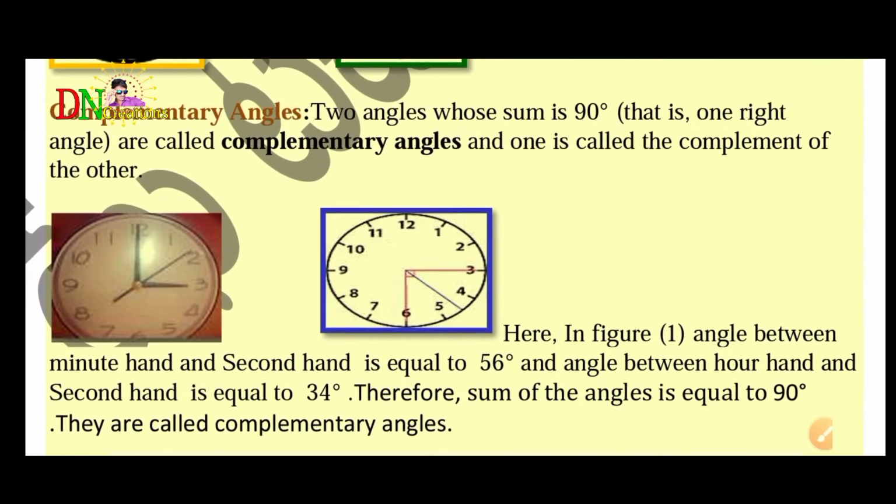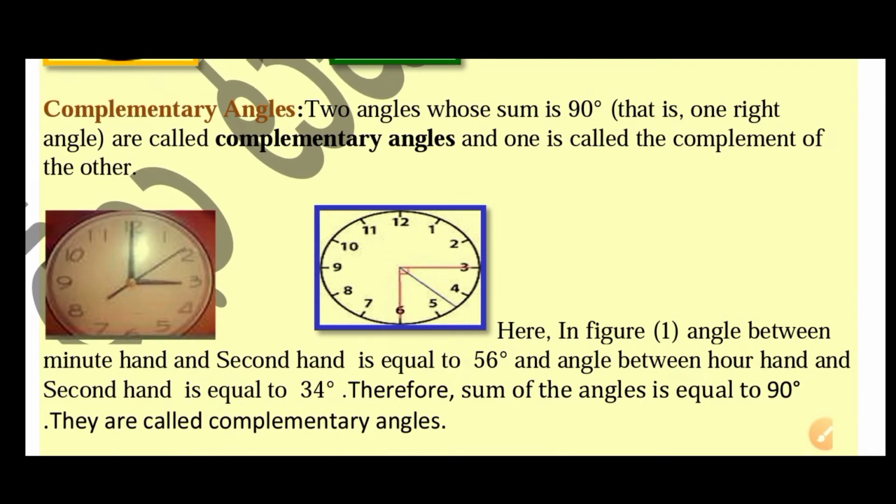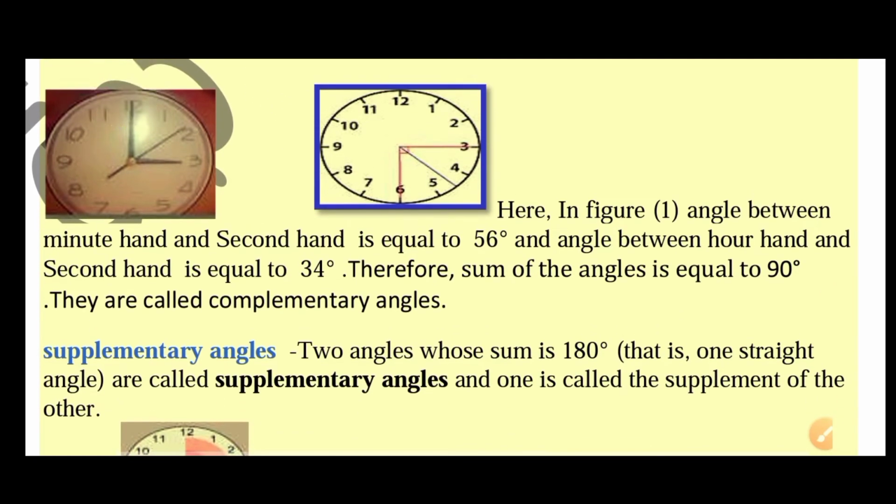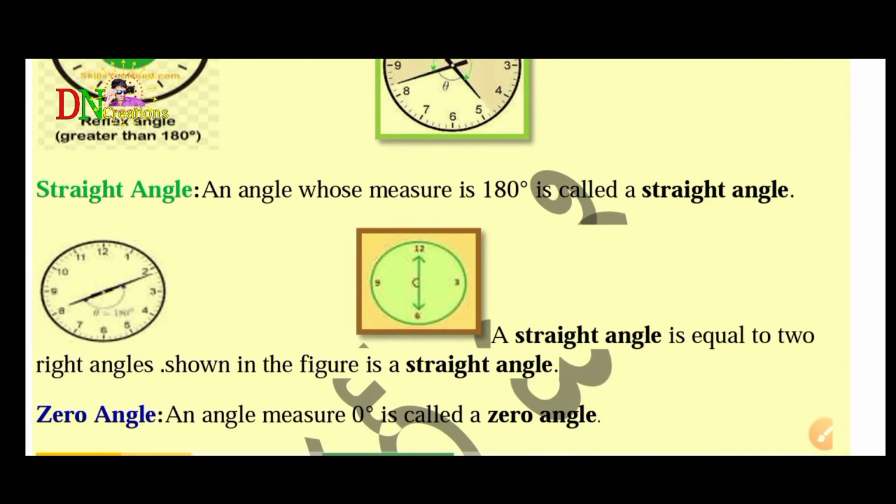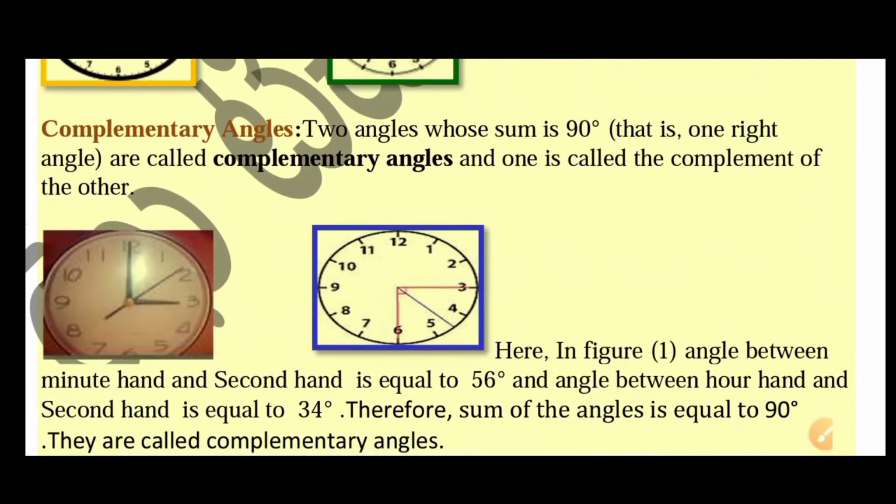Complementary angles, two angles whose sum is 90 degrees, that is, one right angle, are called complementary angles and one is called the complement of the other. Here, in figure 1, the angle between minute hand and second hand is equal to 56 degrees and the angle between hour hand and second hand is equal to 34 degrees. Therefore, the sum of the angles is equal to 90 degrees. They are called complementary angles.